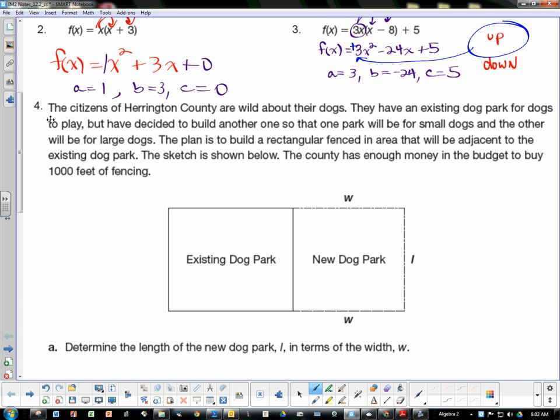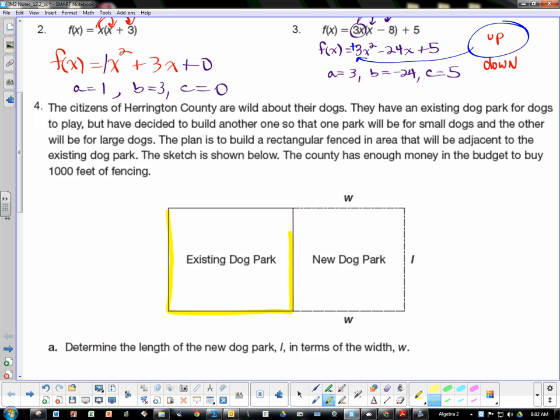Number 4, it says the citizens of Harrington County are wild about their dogs. They have an existing dog park for dogs to play, but have decided to build another one so that the one park will be for small dogs, and then the other will be for the large dogs. The plan is to build rectangular fencing in the area that will be adjacent to the existing dog park. Okay, so we've got this happening.